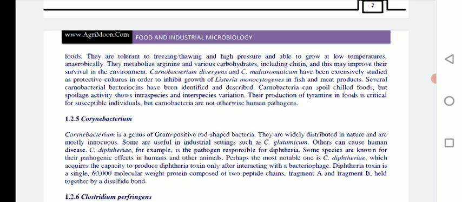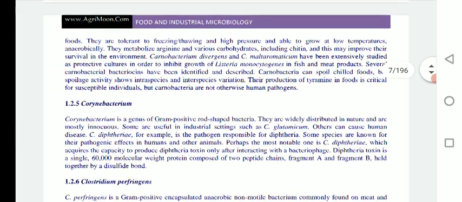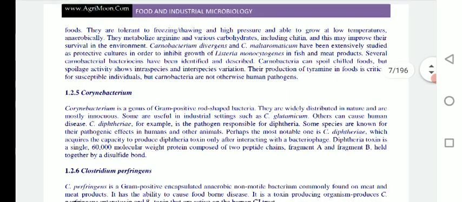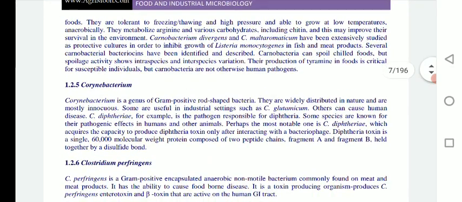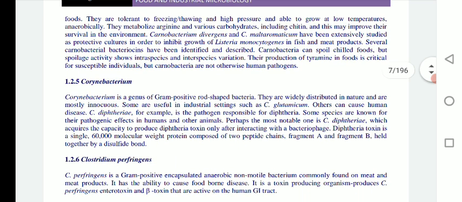So Carnobacterium divergens and Carnobacterium maltaromaticum have been extensively studied as a protective culture in order to inhibit growth of Listeria monocytogenes in fish and meat products. So several carnobacterial bacteriocins have been identified and described.